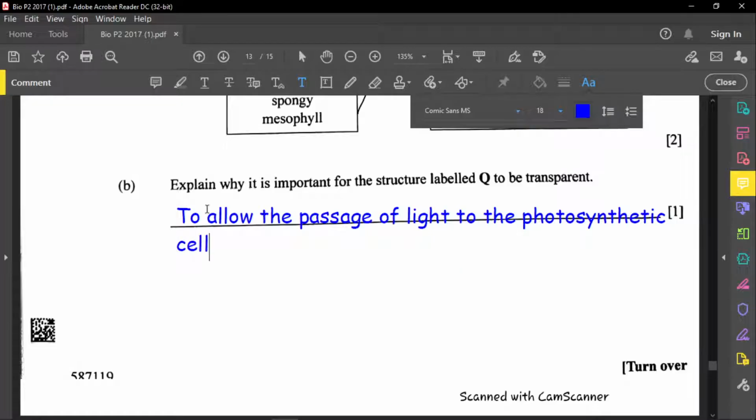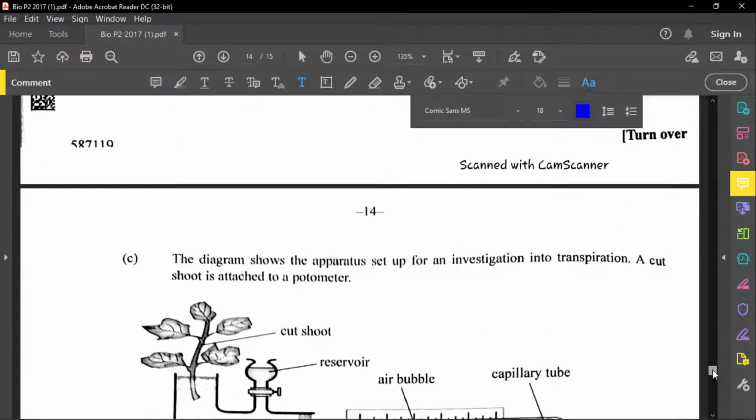All right, and when we talk about the photosynthetic cells, I'm talking about the palisade mesophyll cells and also the spongy mesophyll cells. Those are the ones in the leaf that are responsible for photosynthesis. All right, so let's go now to the next part of the question here.